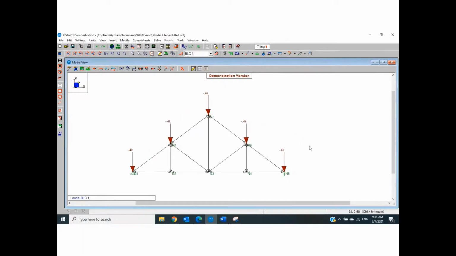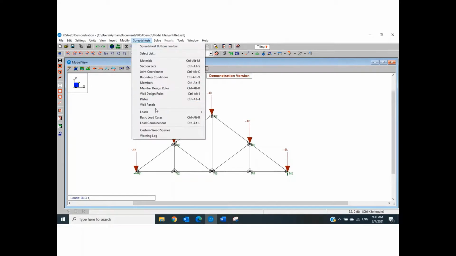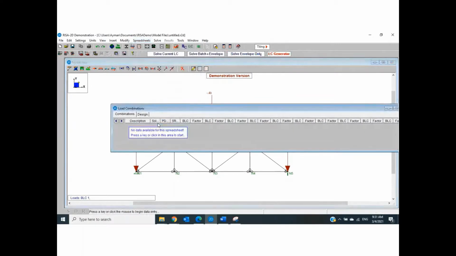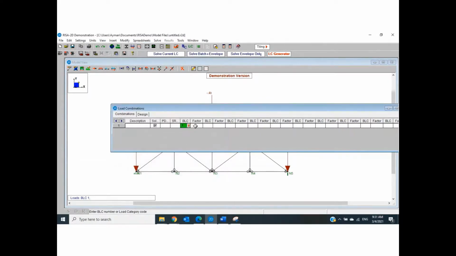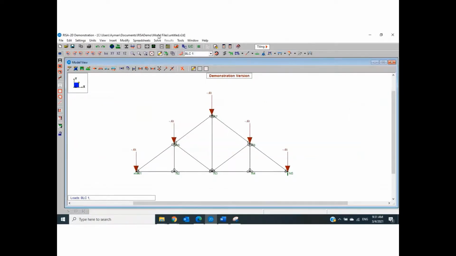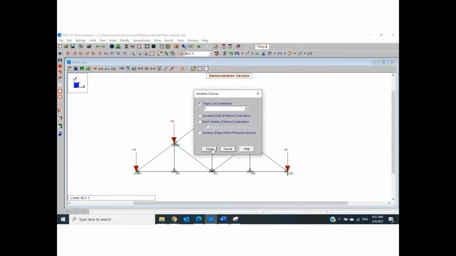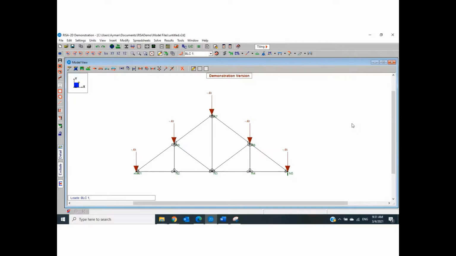I am done. Spreadsheet, load combination, basic load case, 1, scale factor 1, close this window, and then go ahead and solve. There you go. Let's start.